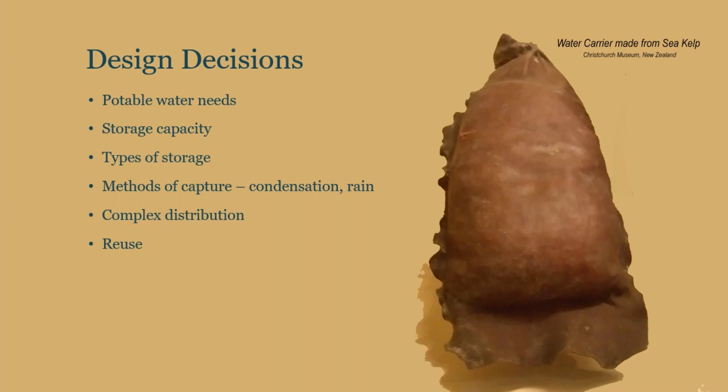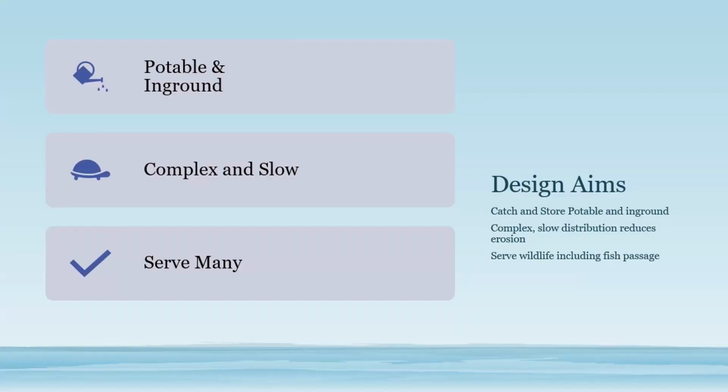When we go to reuse the water, we want to make sure it's been filtered and pollution-free. So the design aims to catch and store potable water, and catch and store water and put it into the ground. We're going to use complex, slow distribution methods so that we reduce erosion. And we will also use the water to serve wildlife, especially fish and eels.